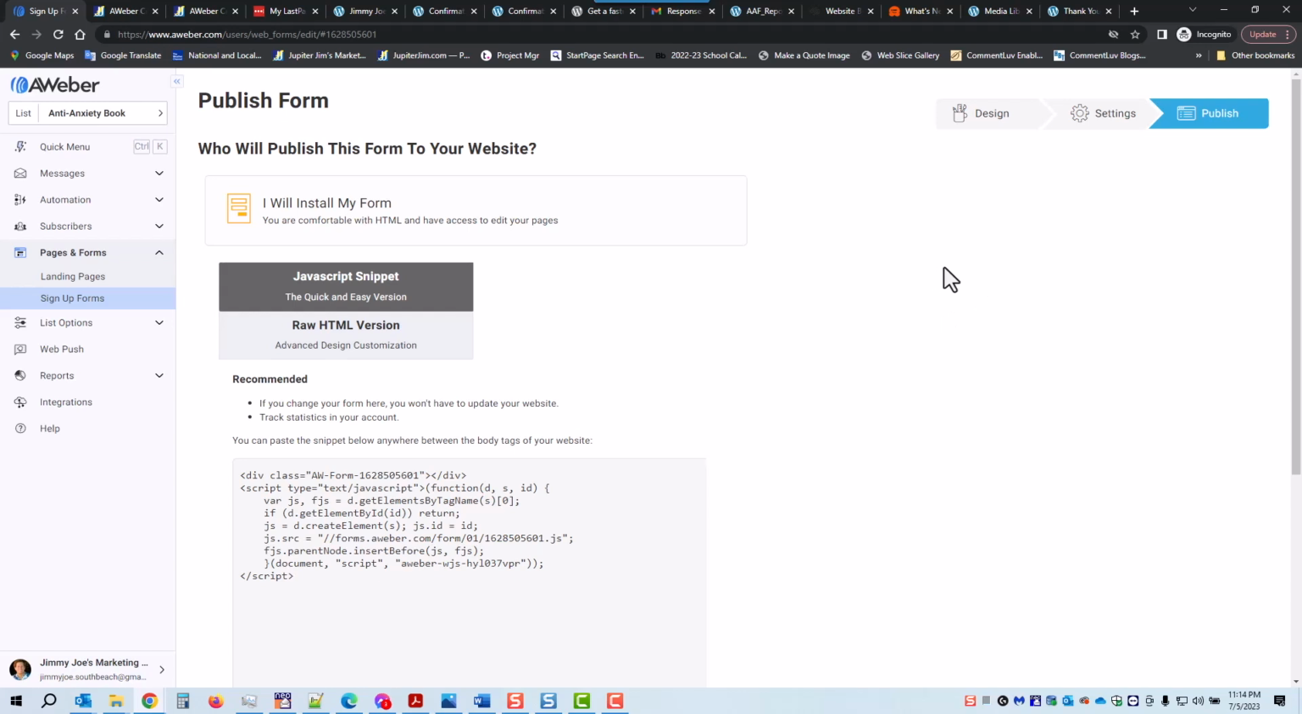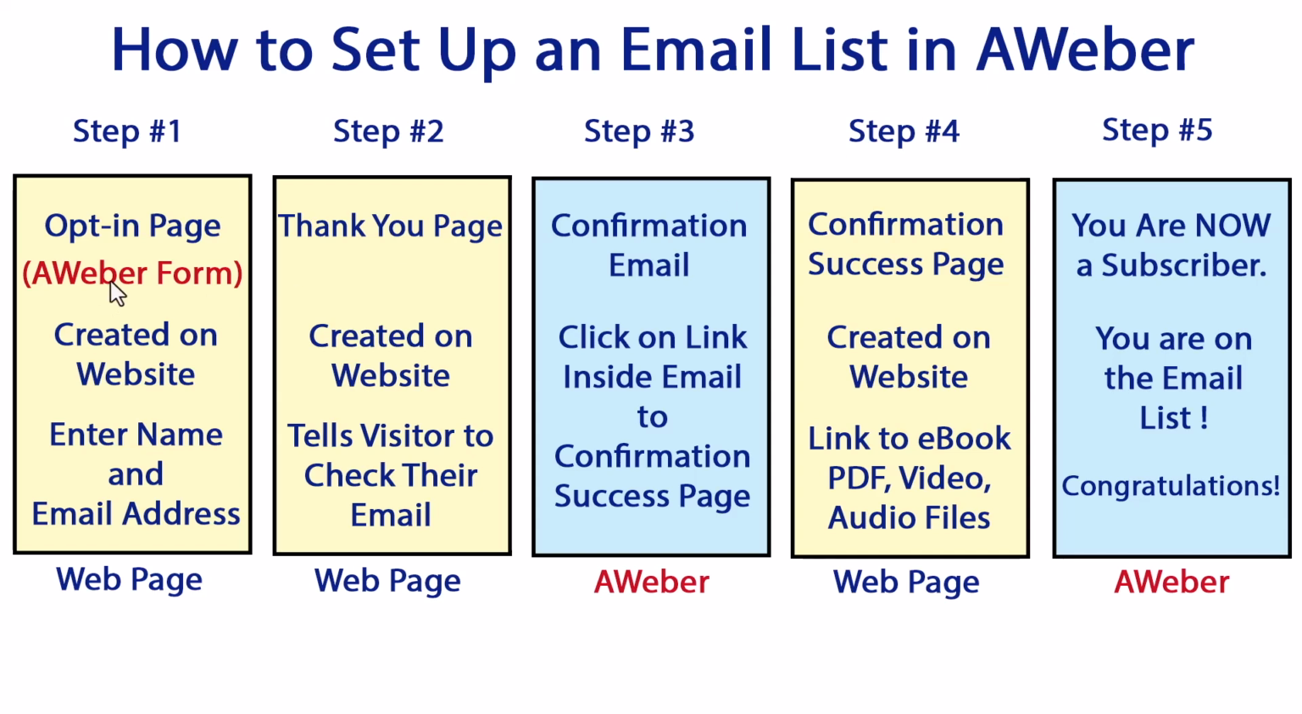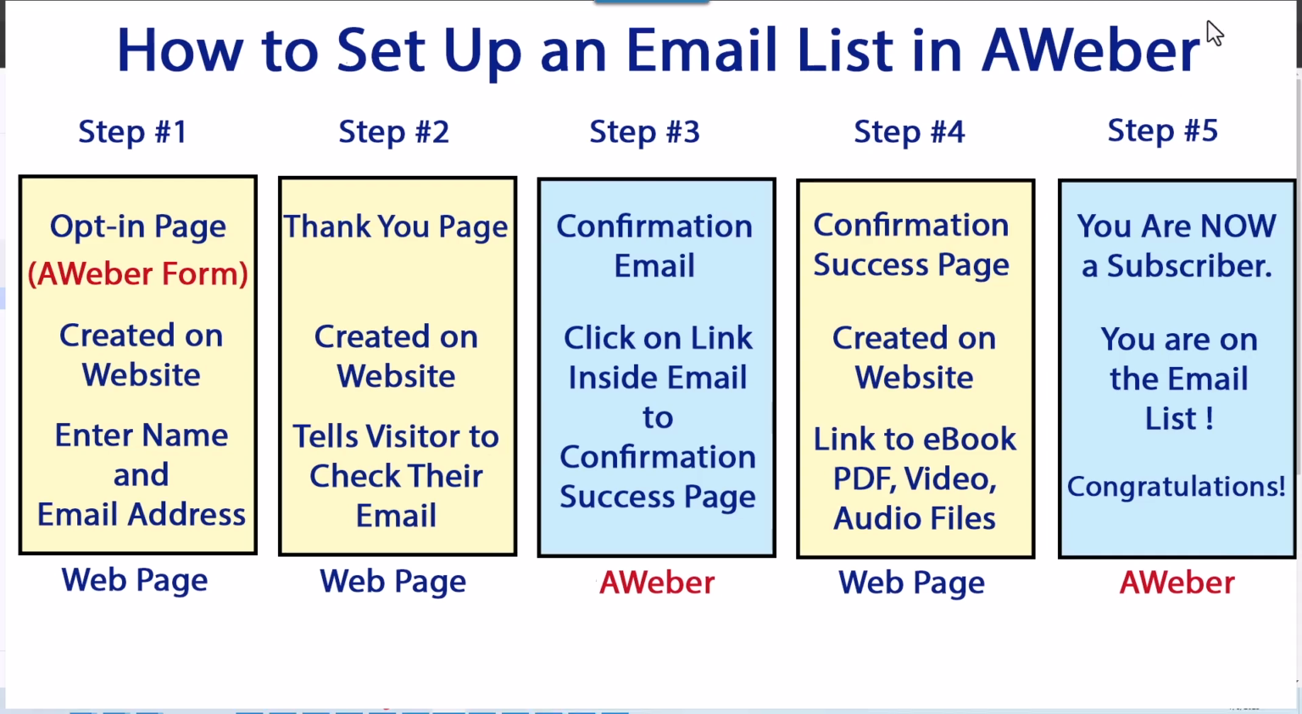And that is basically it. Okay, so now what I have to do, let's just go back over this. What I need to do is go back to step 1, the opt-in page, which we created in WordPress, and I need to add the AWeber form that I just created. I need to add it to that web page. So let's do that now.